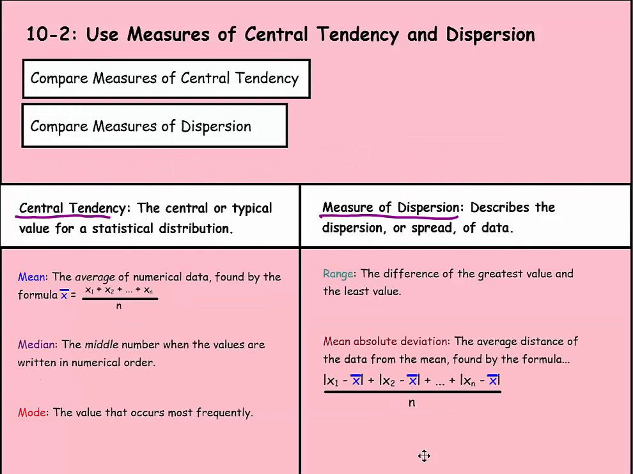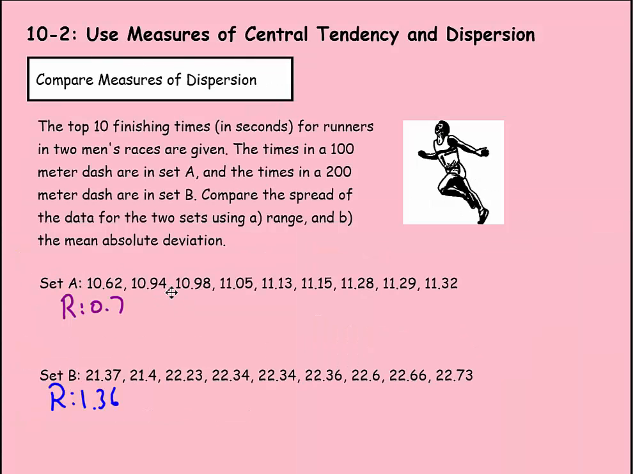Now we're going to find the mean absolute deviation. Remember, that's finding the average distance of the data from the mean. We use absolute value here because all that matters is how far away it is from the mean. It doesn't matter if it's under or above it. The only thing that matters is the distance from that mean. So first we need to find the mean of each data set.